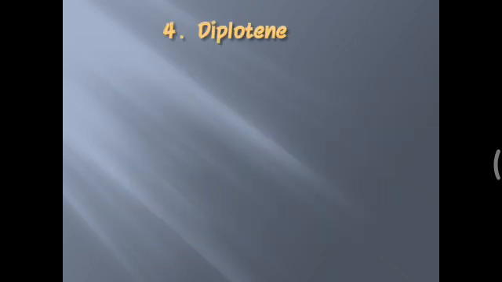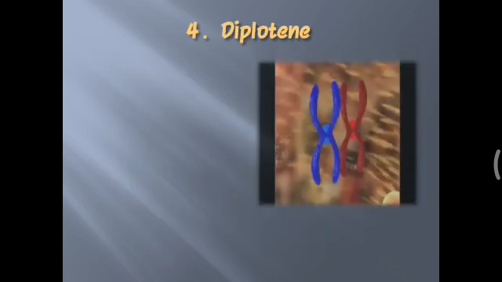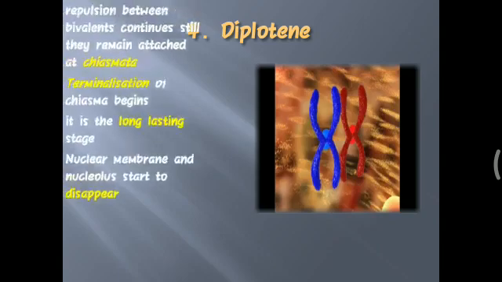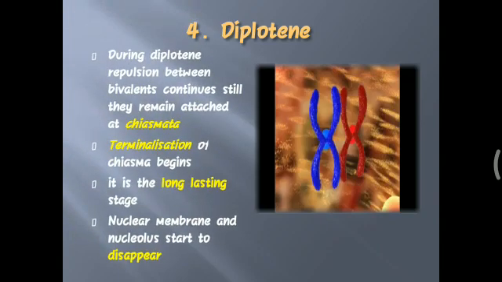Then the next phase is called diplotene or diplonema. Now here you can see in this phase the repulsion of the members of the bivalent chromosomal pair continues further, but still the homologous chromosomes are held at the points of the chiasmata. The chromosomal pairs are now thrown into loops, and the most important terminalization of the chiasma begins over here.